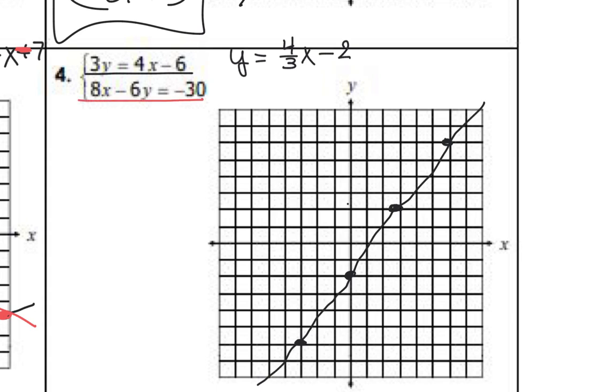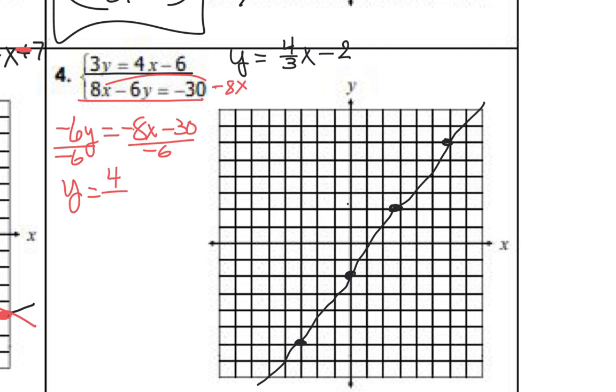And for our second equation, I'm going to bring this 8x over and do the opposite and subtract. So I got -6y equals -8x minus 30. And I'm going to divide by -6. So this will be y, negative divided by negative is positive 4/3 x. Just simplified that fraction, y'all. And this would be -30 divided by -6 is positive 5.